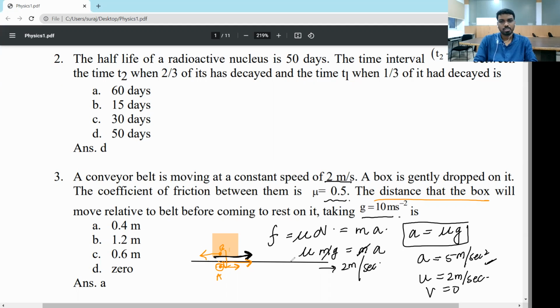V square minus U square equals 2as. V is 0, so minus U square, U is 2, square is 4, equals 2 times A, which is 5, times S. So 4 equals 10 S, so S will be equal to minus 0.4. S will be in negative direction. Magnitude is 0.4. Okay. Next, coming to the next question.